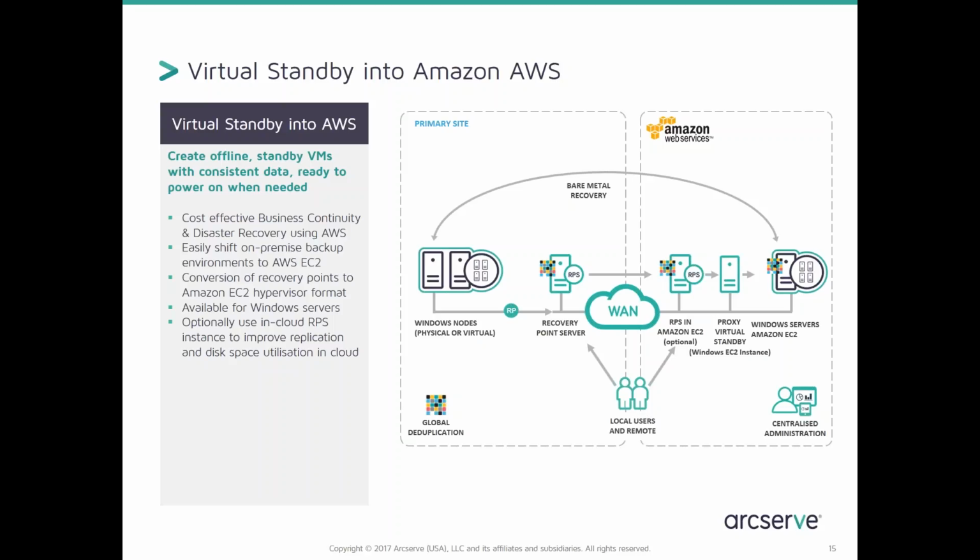That said, you don't have to have that RPS in the cloud, but in both instances, you do need to have a Windows instance running in EC2 to act as a proxy for the virtual standby. That Windows instance needs to have the Arcserve agent installed in it, and of course, the proxy needs to be able to communicate with the UDP console and the recovery point service. So let's take a look at how we configure this in the console.